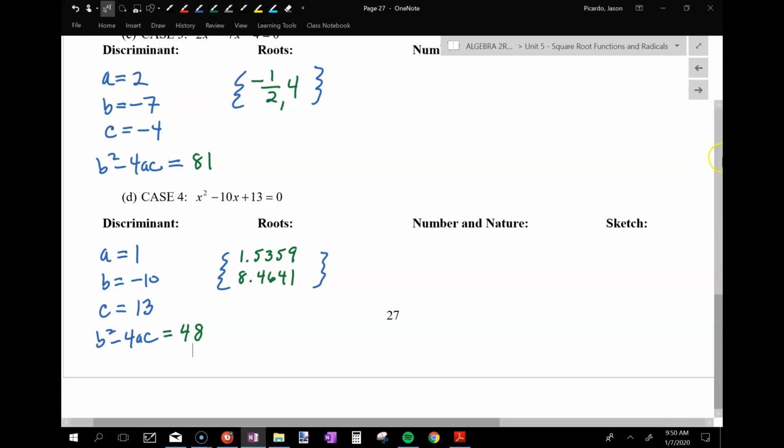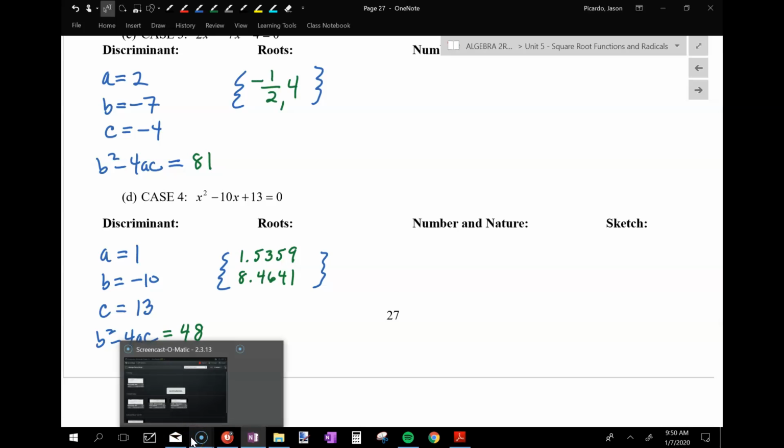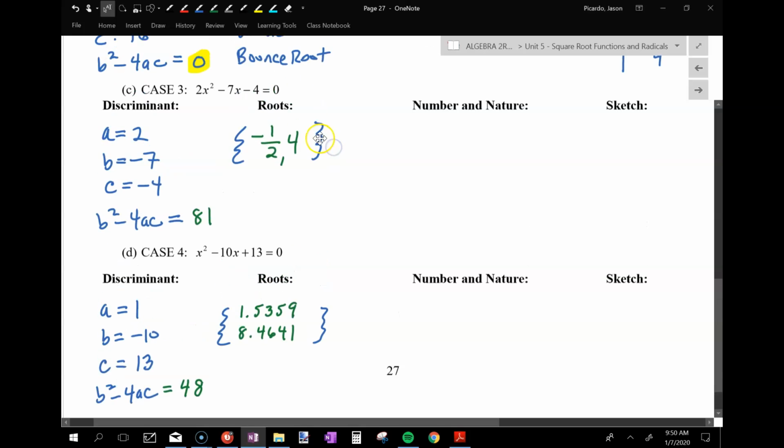All right. Guys, would it be fair to say, tell me if I'm speaking out of place, that getting this and this and this and this is nothing more than an exercise in plugging things into the calculator correctly? Everybody okay with that? Okay. What do you notice about both of the discriminants? 81 and 48. They are both positive numbers. Everybody agree with that?